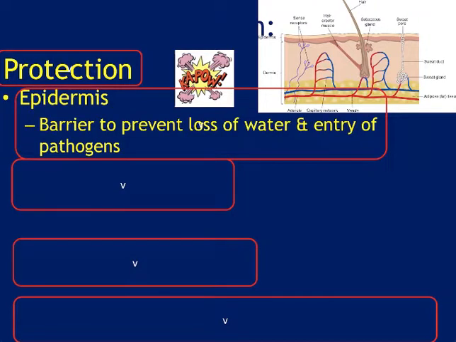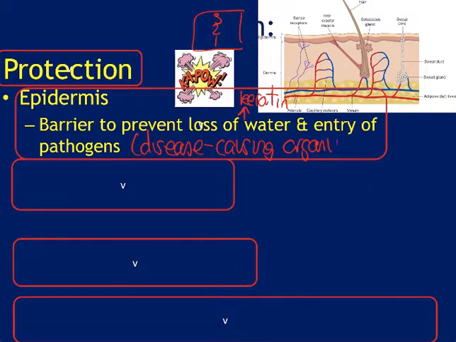So our epidermis, in terms of our protective job, it's a barrier to prevent loss of water. So this is the keratin that we talked about the last day, that's made in layer 2, the granular layer. And it prevents entry of pathogens, and pathogens are disease-causing organisms. So bacteria, fungi, amoeba, you don't want them getting into your blood, essentially. So skin is the first barrier that they come up against.